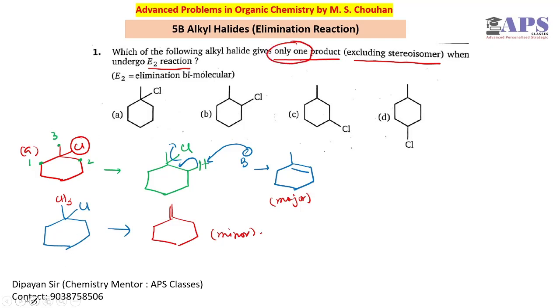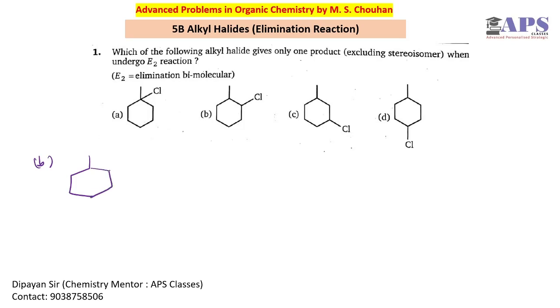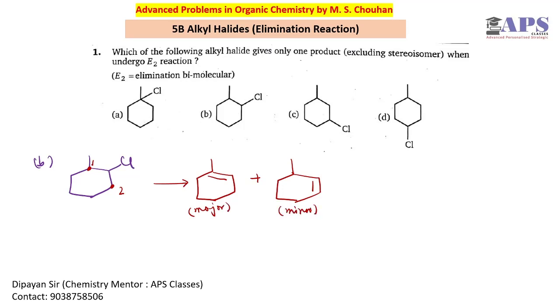Okay, moving forward to the next option, option B. Here also we have different kinds of beta carbons. Why? Because this beta and this beta are not identical. So if you mark them 1 and 2, after elimination from 1 we will end up with this kind of situation, and after elimination from 2 we will end up with this kind of situation. So we have again two different products. Obviously this one is major and this one is minor product.